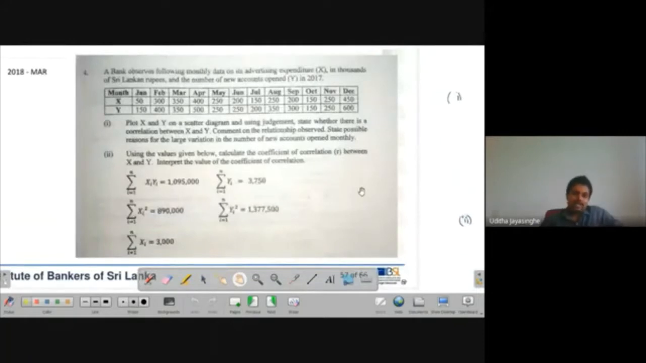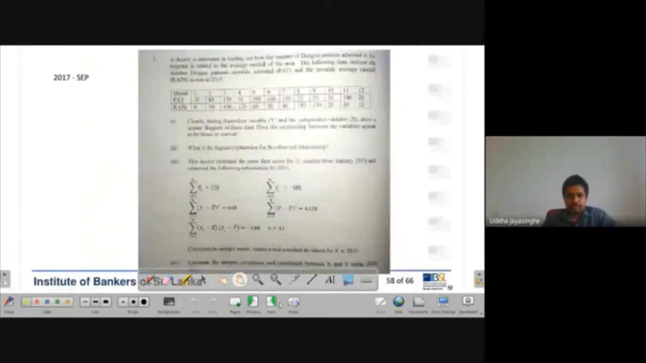The higher the amount of money that is spent on advertising, the higher the number of accounts being opened. It's having a strong positive correlation. The rest of the questions, students, let me leave it up to you in the interest of time.